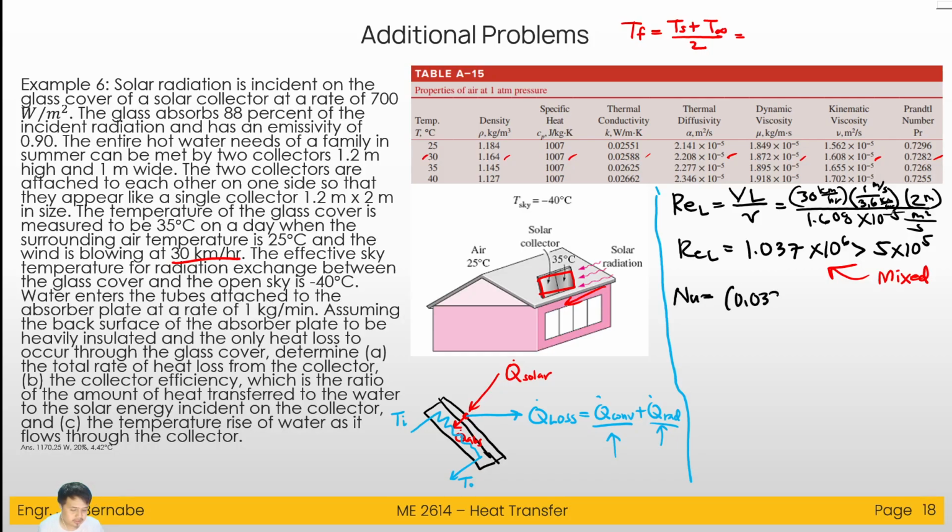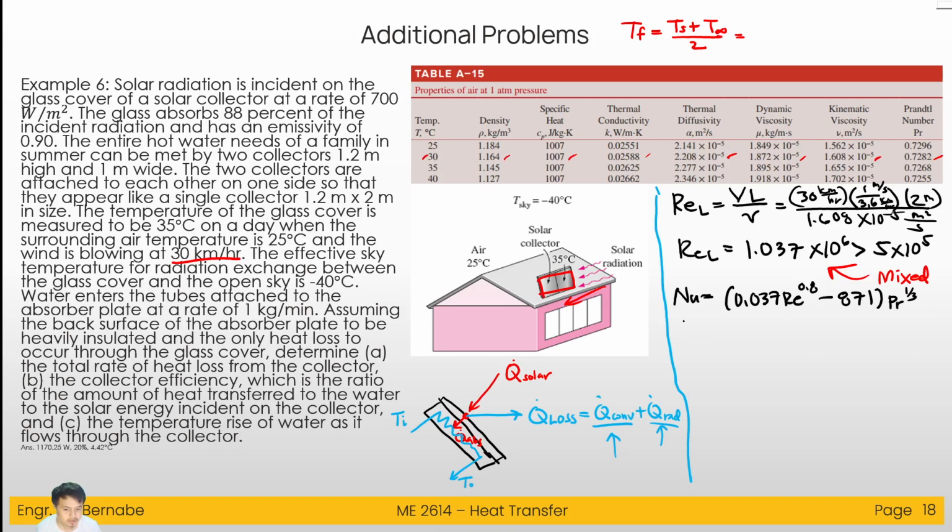So 0.037 Reynolds number raised to 1/2... 0.8, sorry, 0.8 minus 871, and then multiplied by the Prandtl number. Should be 1/3, I'm pretty sure it's 1/3. Okay, so 1/3 for the Prandtl number.